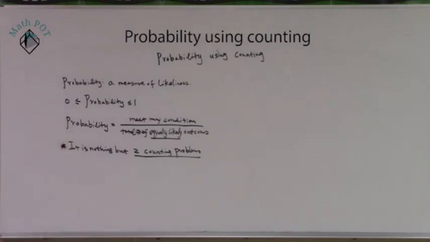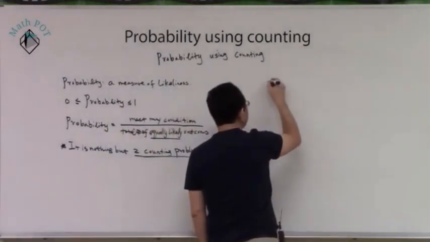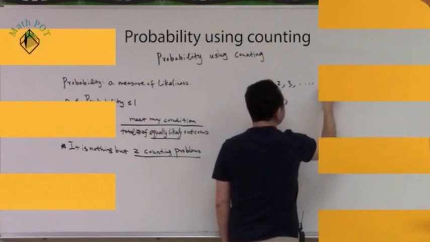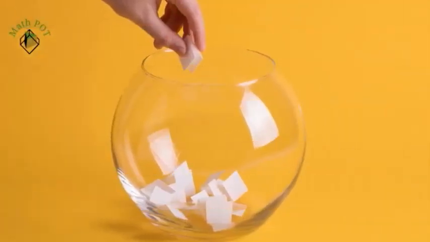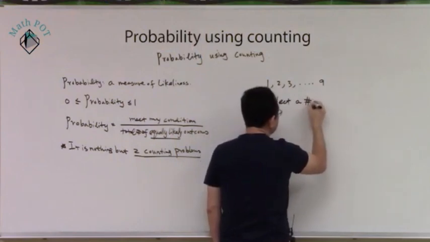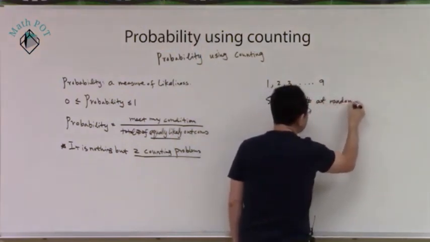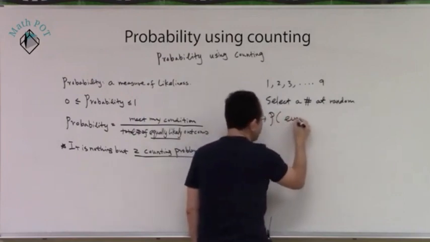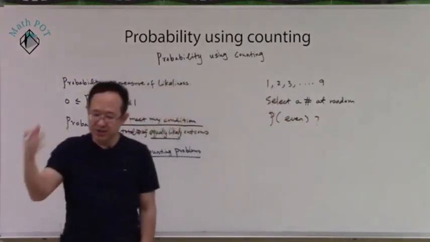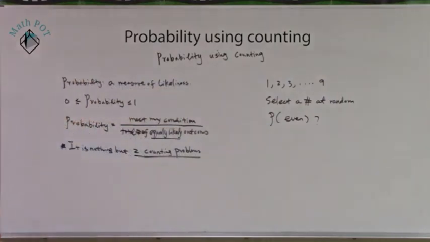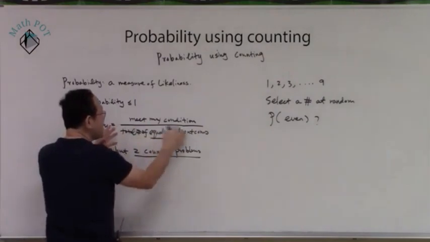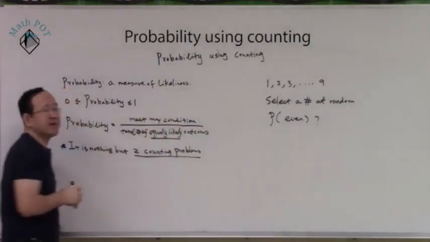I will quickly give you one example to help you understand how to apply this formula to a problem. We have nine numbers: one, two, three, all the way to nine. We want to select a number at random. Let's figure out the probability that this number is even. This is definitely super easy, but here you can see the formula of probability. In order to figure out the probability, we need to figure out two numbers. One is the total number of equally likely outcomes. The other is the number that meets my condition.